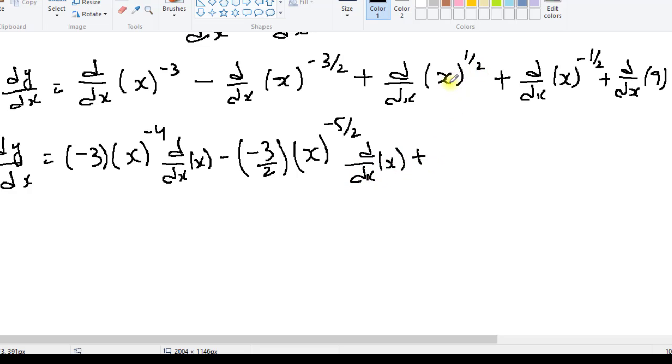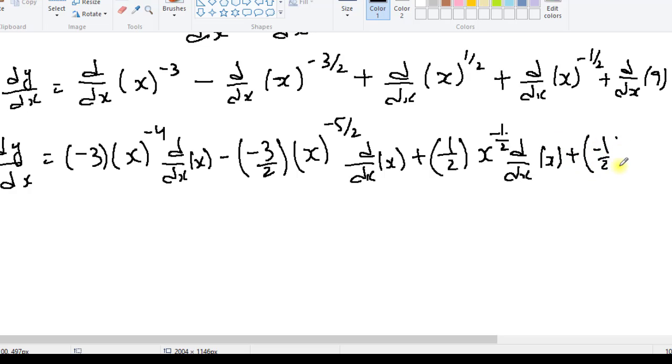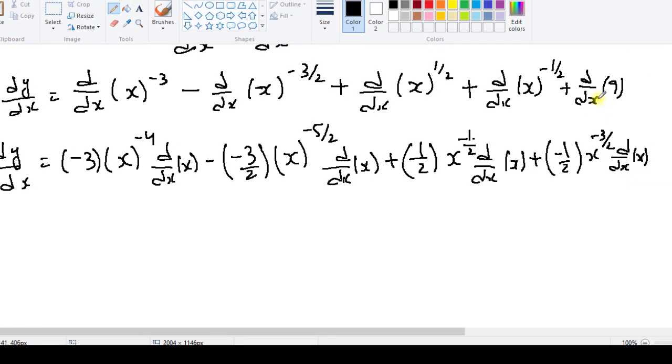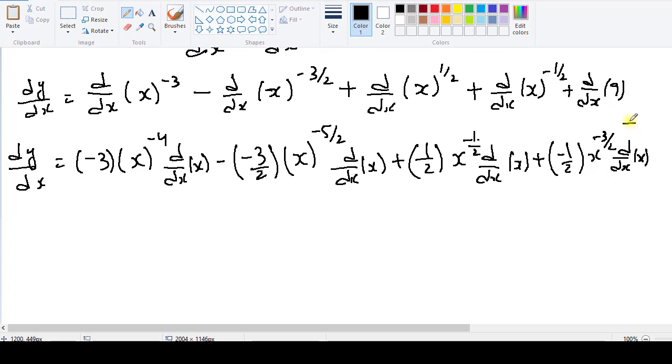Plus, and now we will apply the power rule on this term. The first step says to change the power into base. If I change the power into base, it becomes 1 by 2, and subtract 1 from the power. Its power is 1 by 2. If I subtract 1 from 1 by 2, it becomes minus 1 by 2, and then we will take the further derivative. And similarly here it becomes minus 1 by 2 and x power minus 1 by 2 minus 1 becomes minus 3 by 2, and then take the further derivative of x, and you know the derivative of a constant is 0, so I will write plus 0 here because the derivative of a constant is 0, okay.